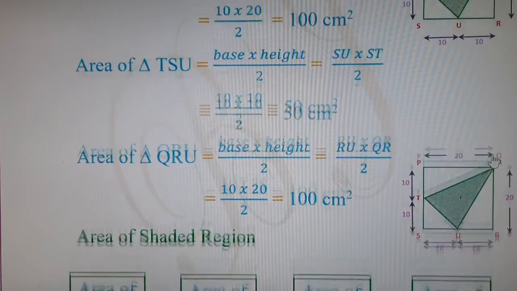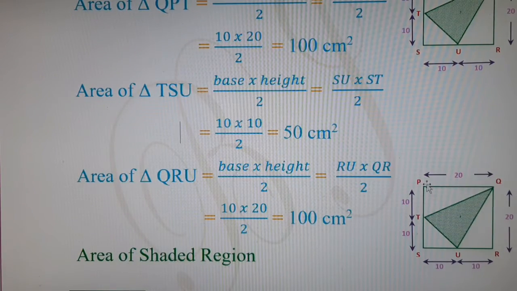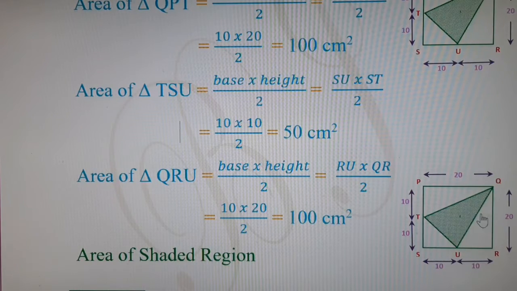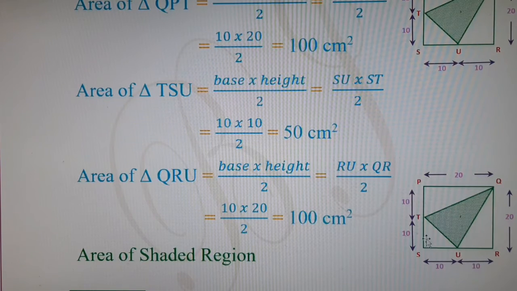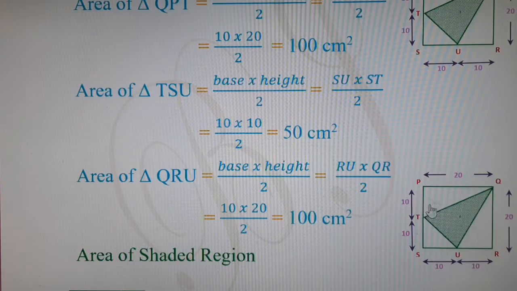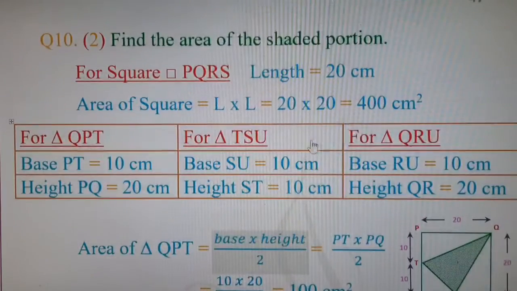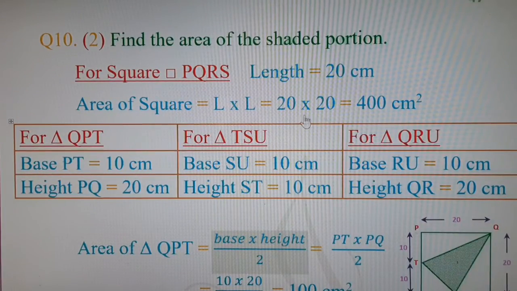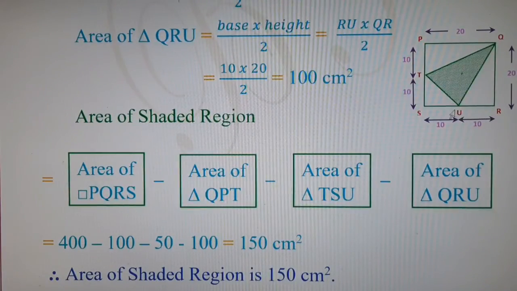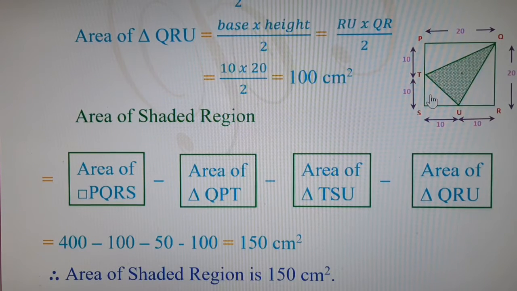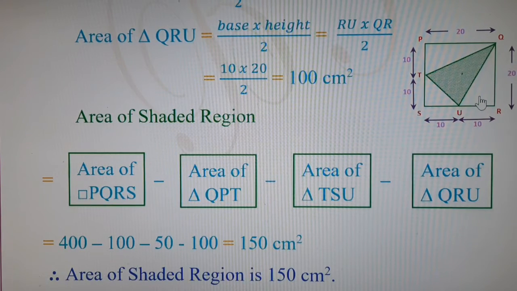Now we have got the area of these three triangles. The first triangle, that is triangle QPT, is 100 centimeter square. The second triangle TSU is 50 centimeter square, and the third triangle QRU is 100 centimeter square. So these three triangles, we subtract from the total area of the square. What is the total area of the square? The total area of the square is 400 centimeter square. So from 400 centimeter square, we have to subtract the first triangle 100, the second triangle of 50 centimeter square and the third triangle of 100 centimeter square.